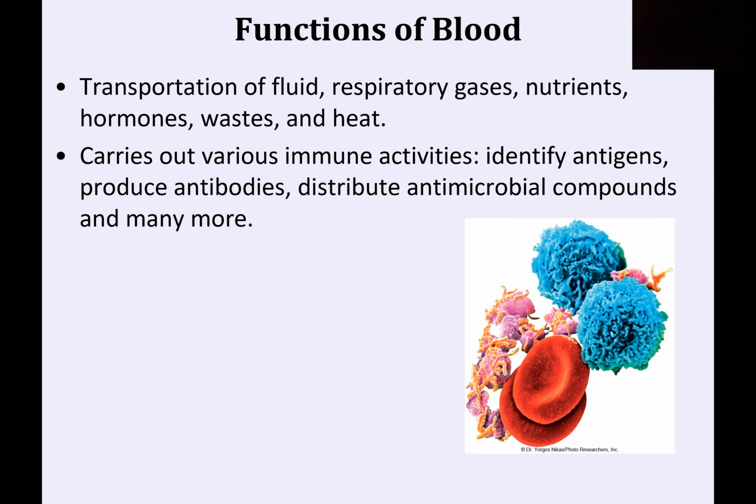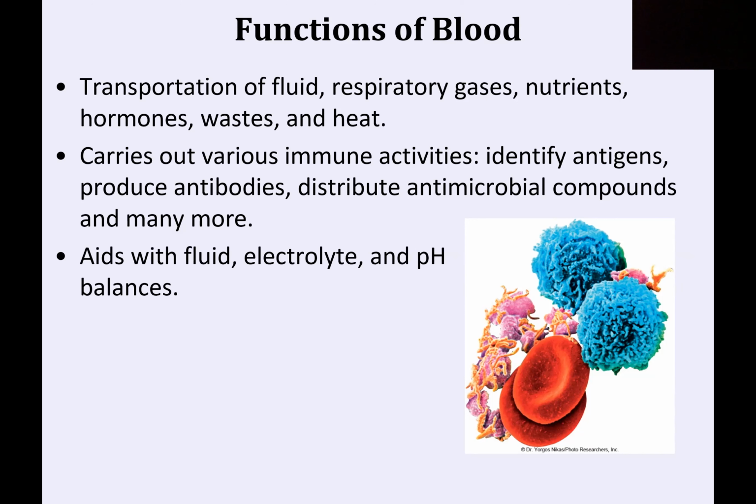Okay. Carries out various immune activities, which is why this is in the same unit as the lymphatic system: identifying antigens, producing antibodies, distributing antimicrobial compounds, and lots more. So again, some of the same cells, all of the leukocytes, which we'll cover in depth in this chapter, are included in both blood and in the lymphatic system.